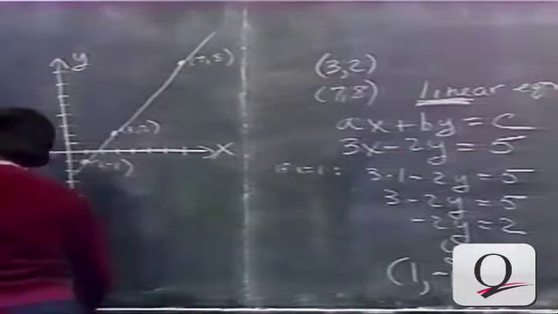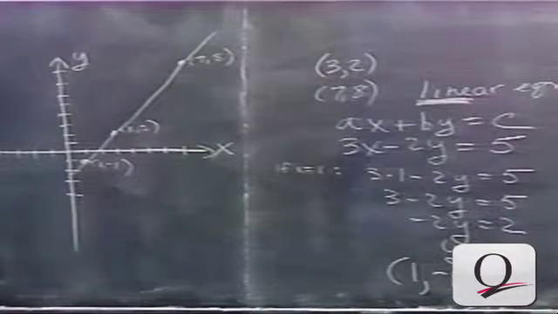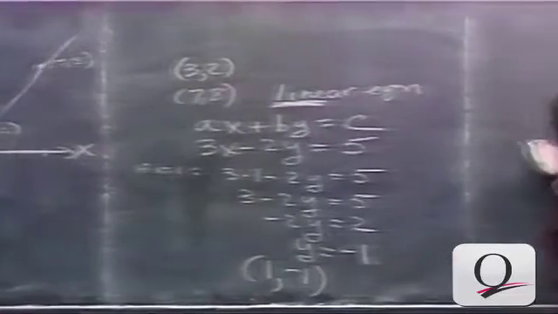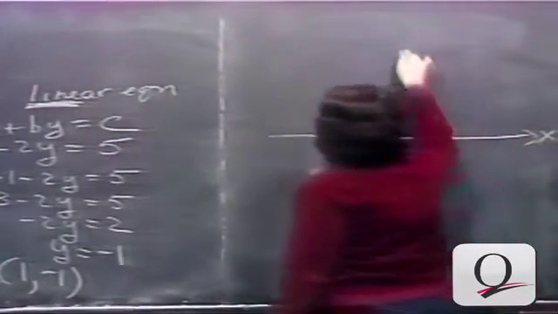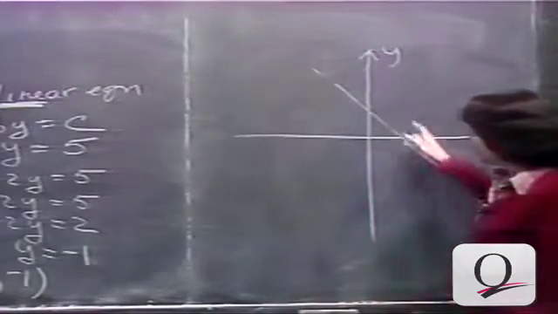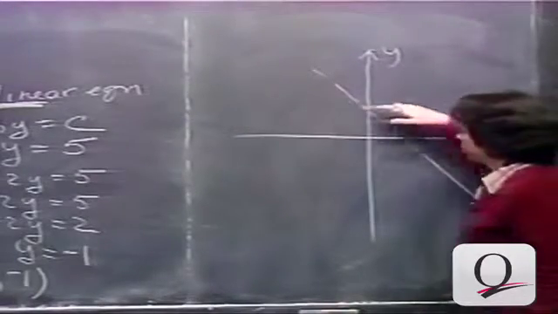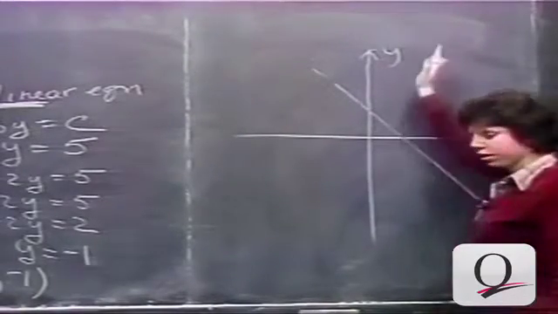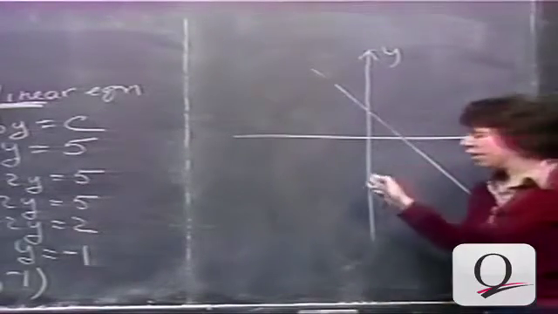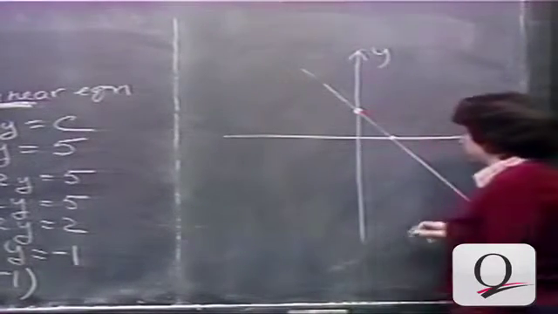Now 2 points determine a straight line, and points that are very convenient to get when you're graphing a straight line are the intercepts. If you have a line, something like this, and the line is not a horizontal line or a vertical line, it will cross both the x and the y axes. This is the point where it crosses the x-axis. This is the point where it crosses the y-axis.